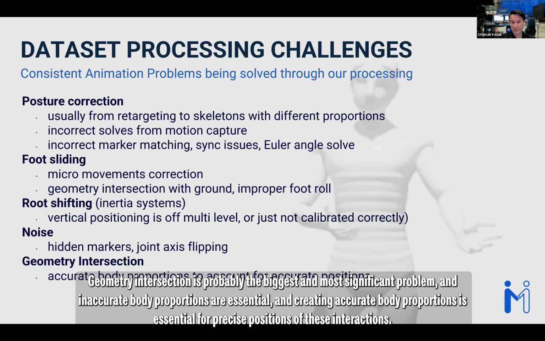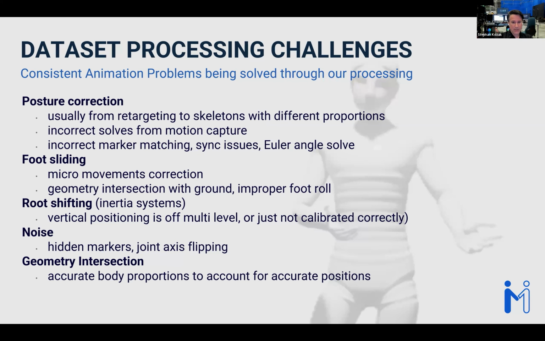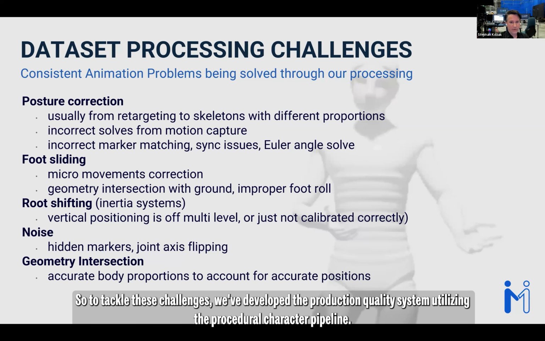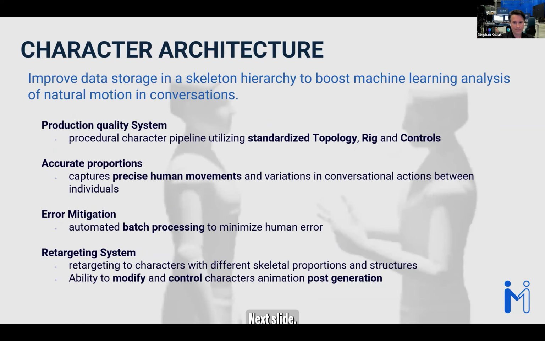Geometry intersection is probably the biggest and most significant problem, and creating accurate body proportions is essential for precise positions of these interactions. So to tackle these challenges, we've developed the production quality system utilizing the procedural character pipeline.